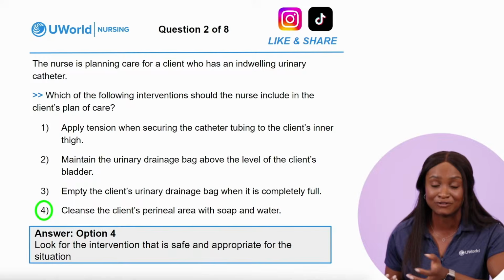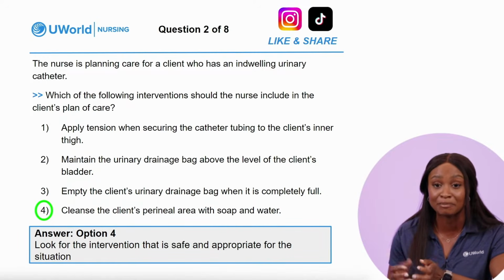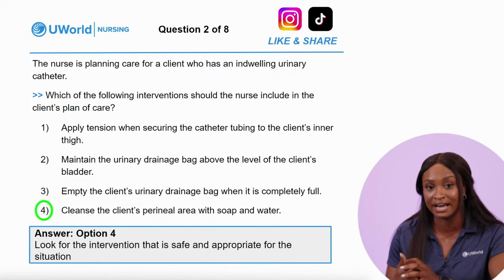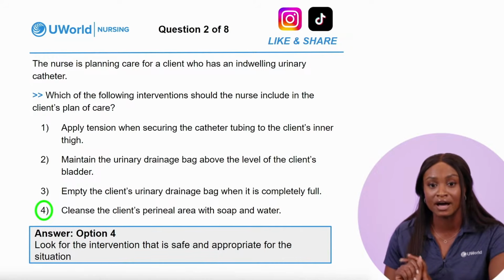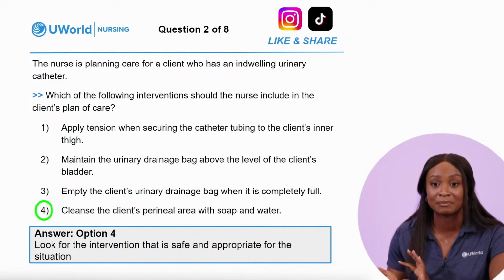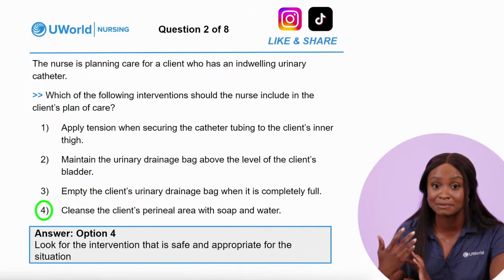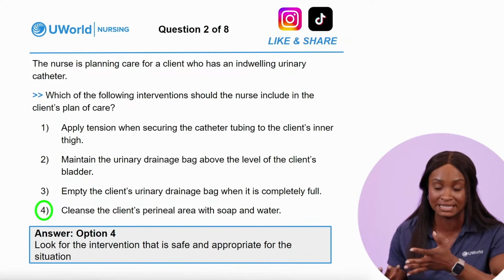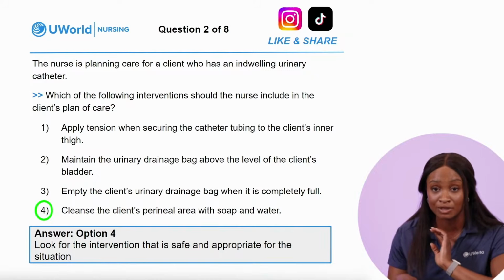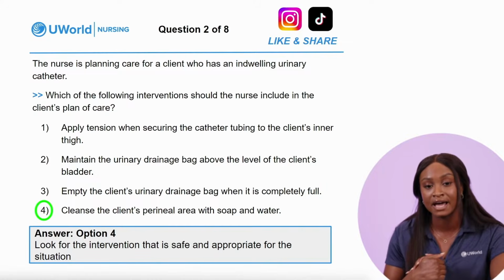Obviously, that is very painful, so we want to always give a little slack, but we do want to secure it on the inner thigh, but never apply tension. Option 2 is incorrect because we never want to place the bag above the client's bladder. We want gravity to help us, so we want to place it below the bladder so the flow can go downwards and away from the patient.